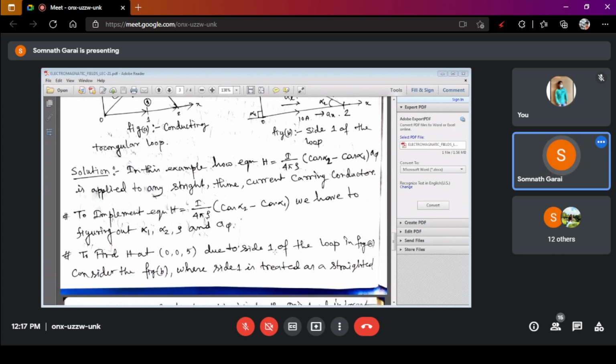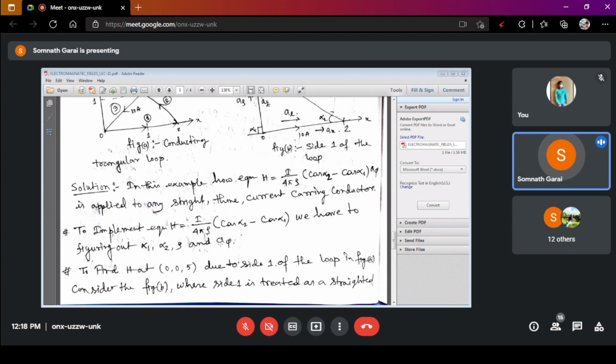Now to implement this magnetic field intensity equation from Biot-Savart law, first we have to figure out alpha 1, alpha 2, rho and A phi. These are the four different parameters for calculating this magnetic field intensity, right? So alpha 1, alpha 2, rho and A phi.